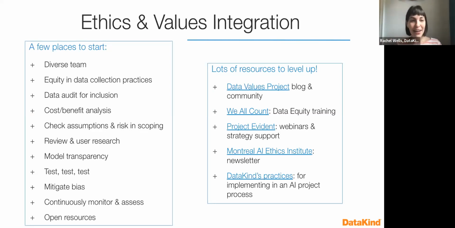But as you're getting started as well, use the user research and careful review from key stakeholders throughout your work and before your work. Model transparency can be a really big part of ensuring your values and equity is incorporated into your machine learning work. Test for bias, ethical red teaming with community feedback. And there's lots of different test methods to really help mitigate bias as you're doing machine learning. And of course, continuously monitor and assess.